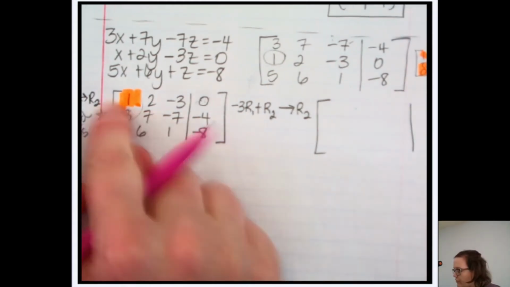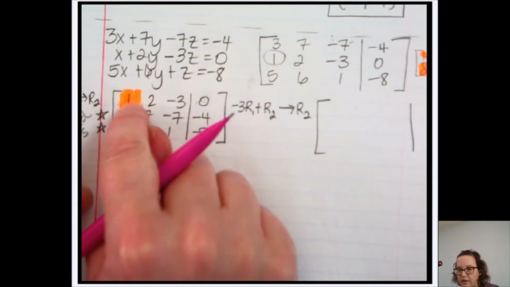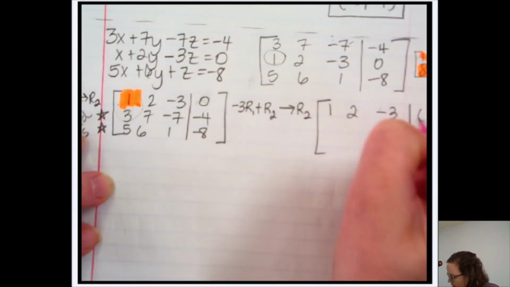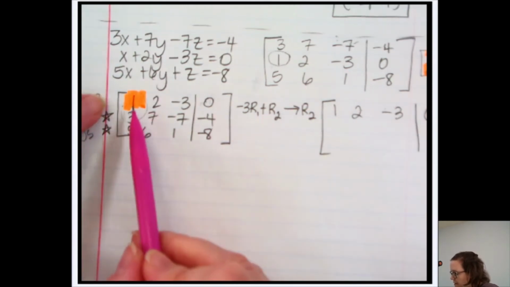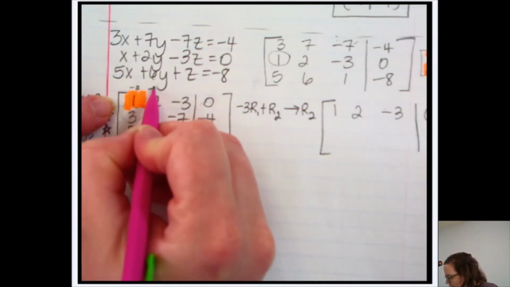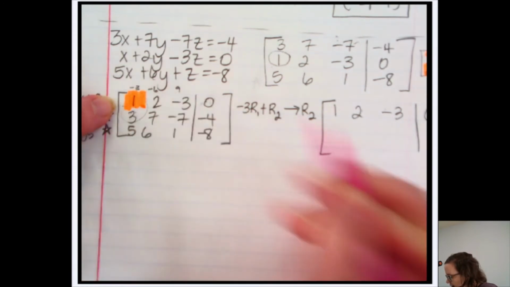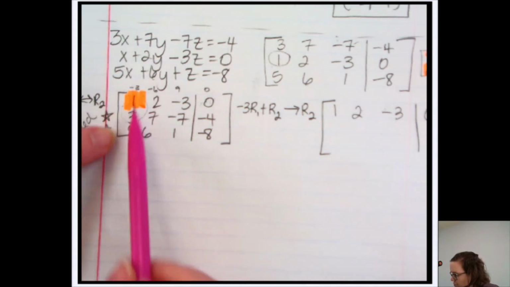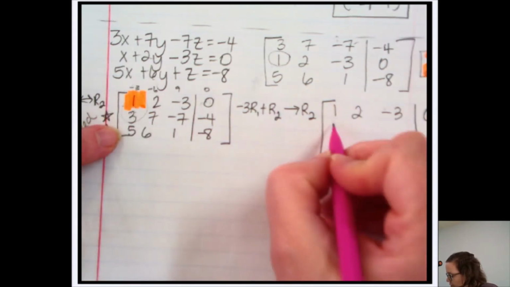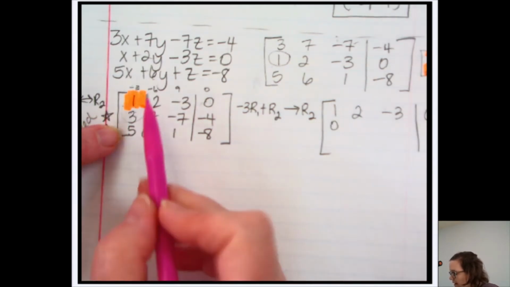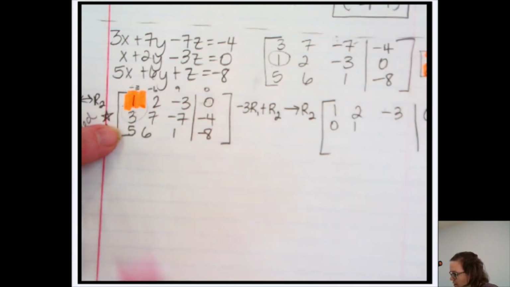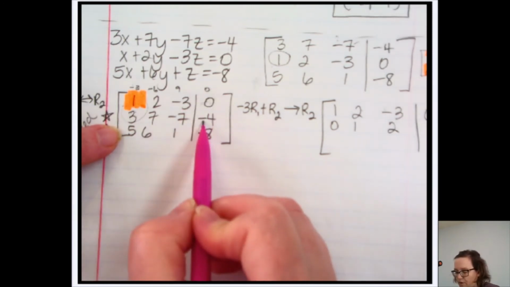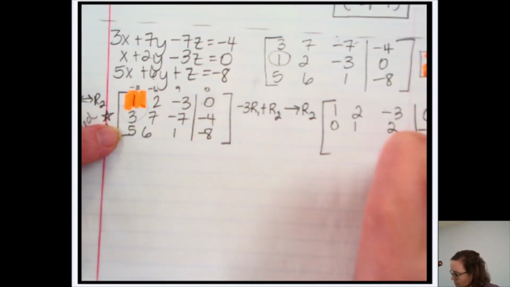I don't want this first row to go away yet, right? Because that 1 needs to stay there. So let's go ahead and write row 1 down. Okay, so we took negative 3 times row 1. So this is negative 3, negative 6, 9, and 0. And I say I want to add it to row 2. Okay, so negative 3 plus 3 is 0. That's what we want. Negative 6 plus 7 is 1. And then 9 minus 7 is 2. And 0 minus 4 is negative 4. Okay.